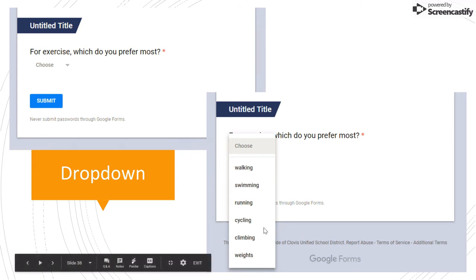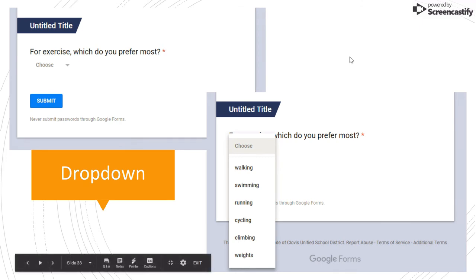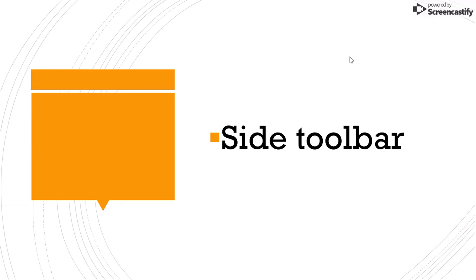And if you choose that, this is what it looks like. So the individuals who are responding to your question would then click on the drop-down menu. The drop-down menu would appear, and then they would choose one singular answer response.